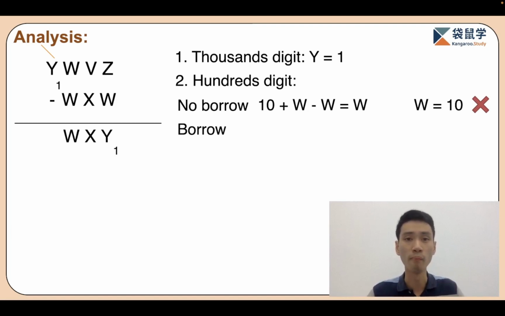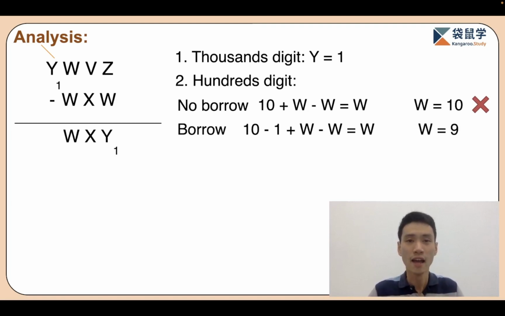Now let's consider the borrowing situation. In this situation, what would the equation be? 10 minus 1 plus W minus W equals W. The minus 1 representing the borrowing to the tens. Now in this case, what would W be equal to? It would be 9. And can we get a W of 9? Yes, it is possible, and so we found our W. So we can mark that on our number puzzle. And also mark on the hundreds digit that it borrows over to the tens.